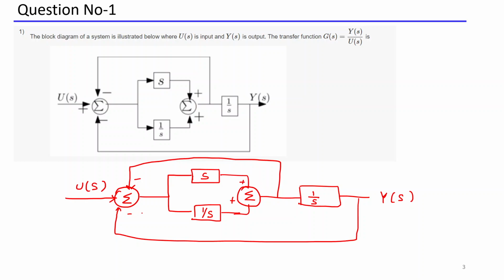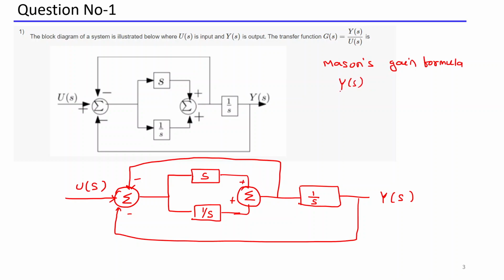Now you can see how to solve this question. Suppose this question is in front of you and you have a maximum of 2 minutes. How are you going to solve it? The technique is that Mason's gain formula should be in your mind. You have to practice around 10-15 questions so that you can get a feel of this Mason's gain formula.